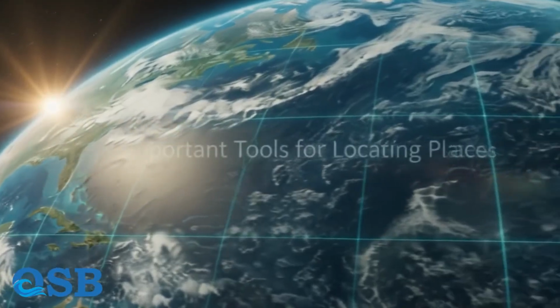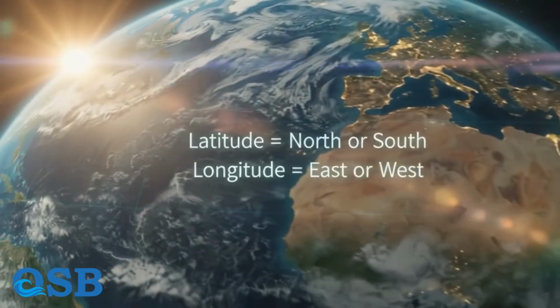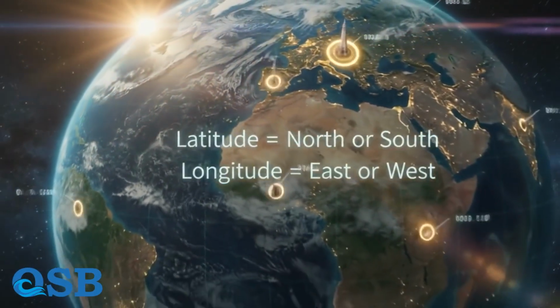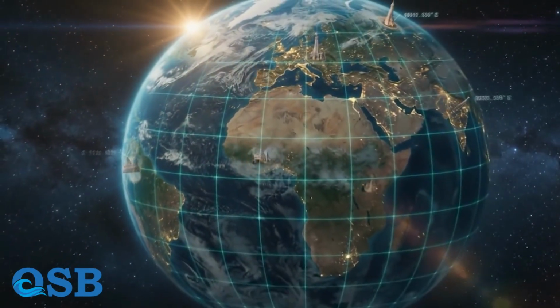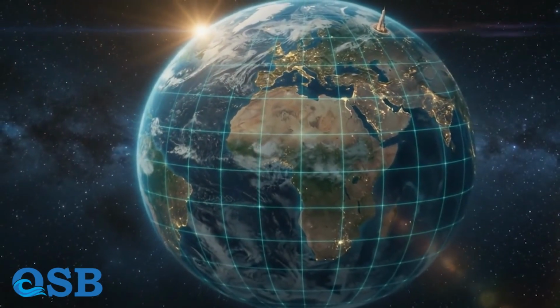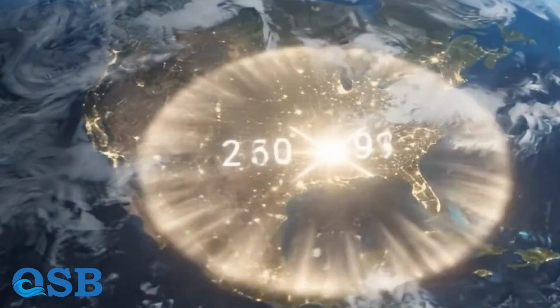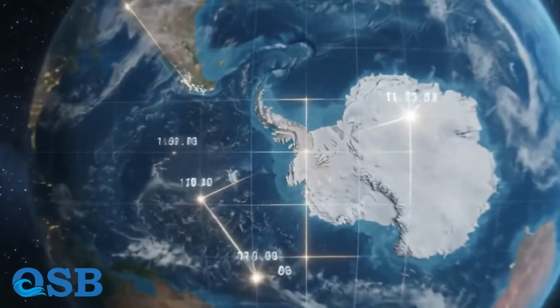In conclusion, latitude and longitude are important tools for locating places on Earth. Latitude shows how far north or south a place is, while longitude shows how far east or west it is. Although they are different, they work together to create a system that helps us accurately find any location using simple numbers.